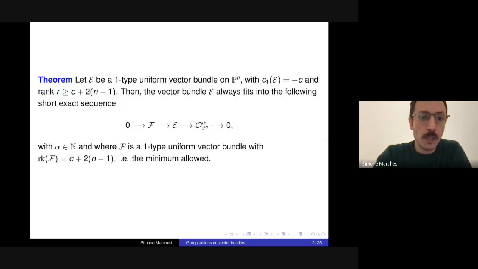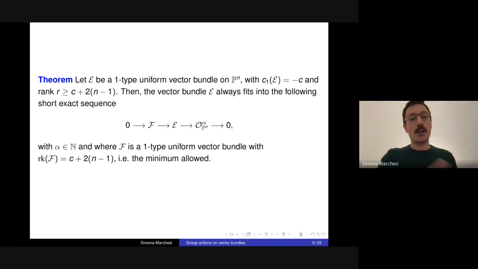Another nice thing that we managed to prove is that when we have a one-type uniform vector bundle that is not of minimal rank, it can be obtained as an extension by copies of the trivial bundle and a minimal case of one-type uniform vector bundle.